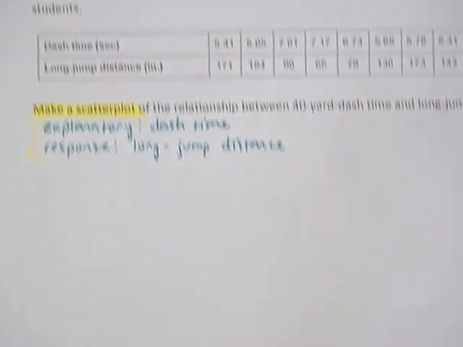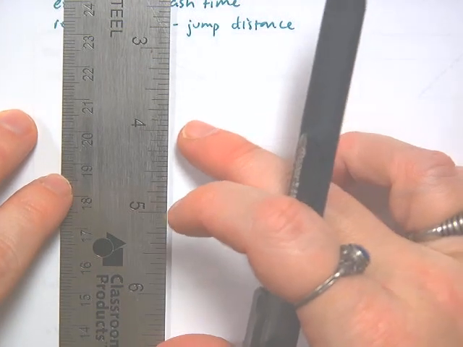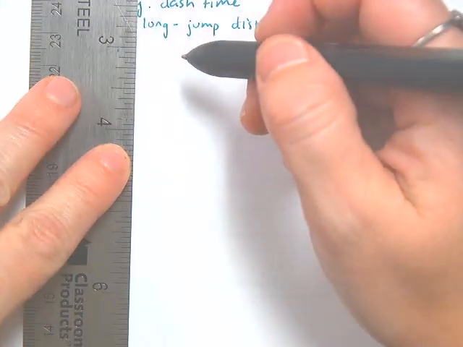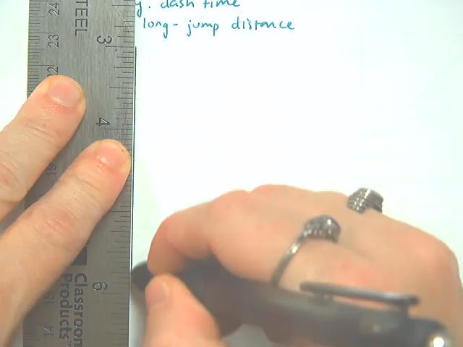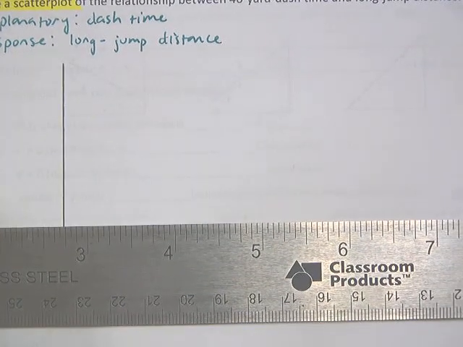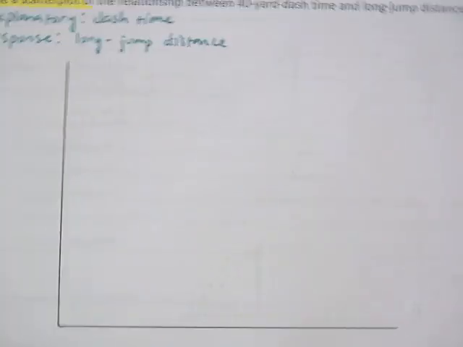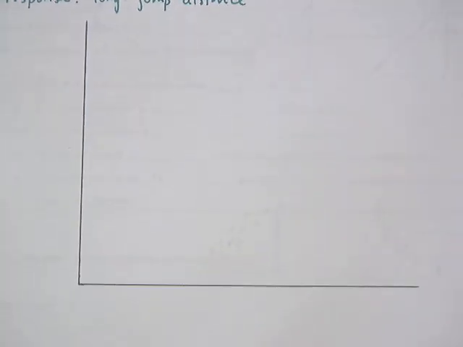Now you're going to use the rest of this space down here to draw a scatter plot, so there's no need to make it really small. Go ahead and draw a vertical and horizontal axis. You don't have to use a ruler. And let's go ahead and label where things are going to go, and then we'll talk about our scales.